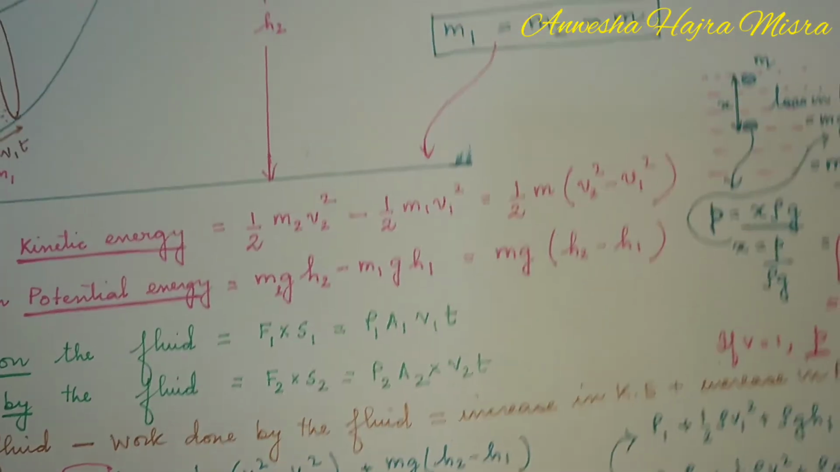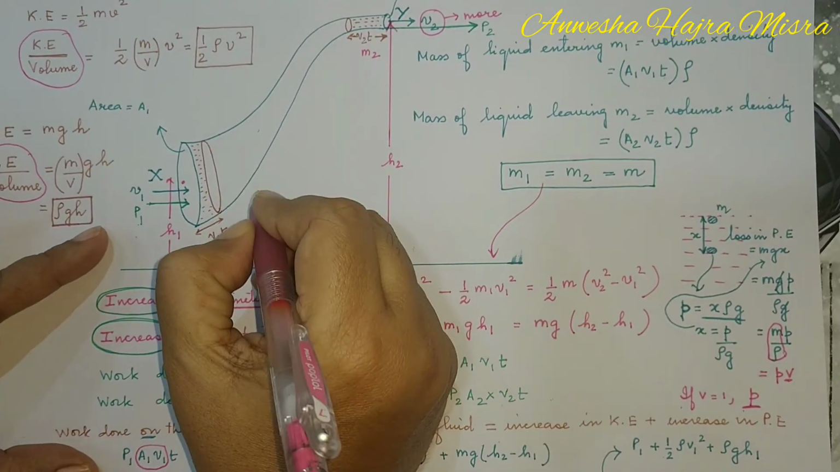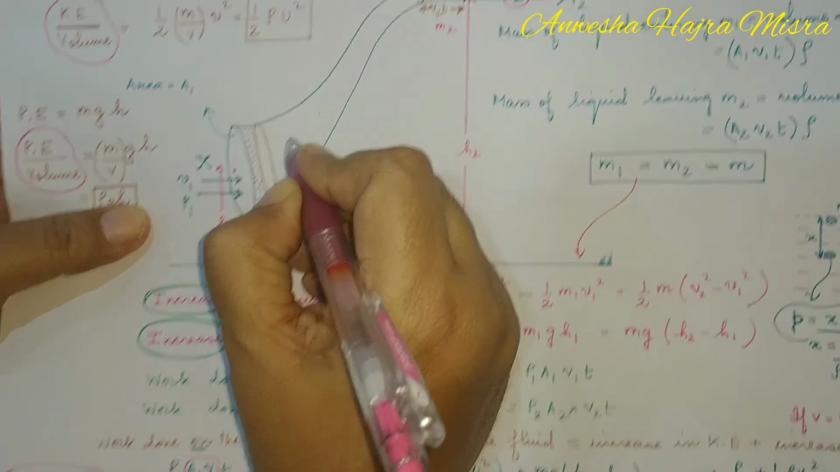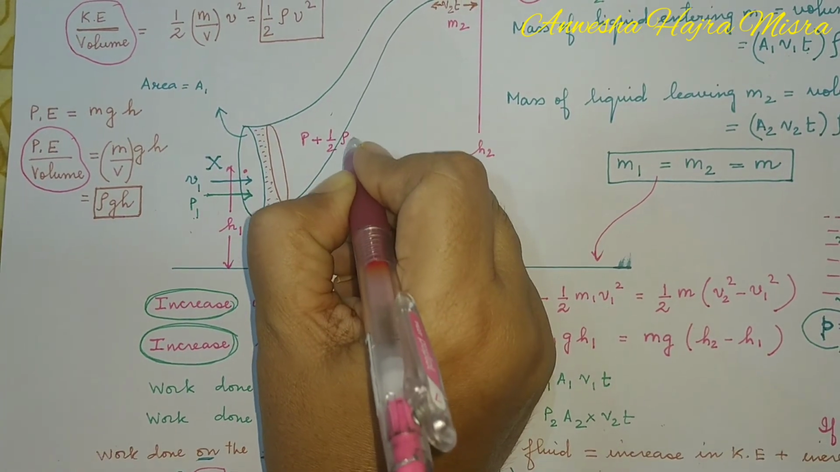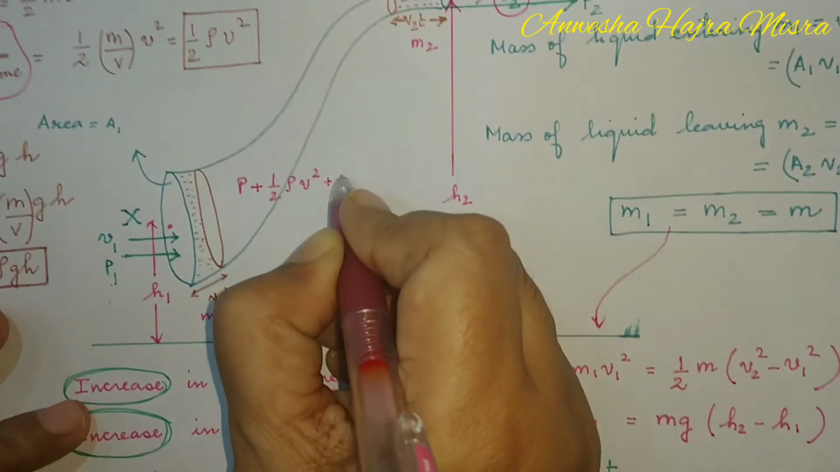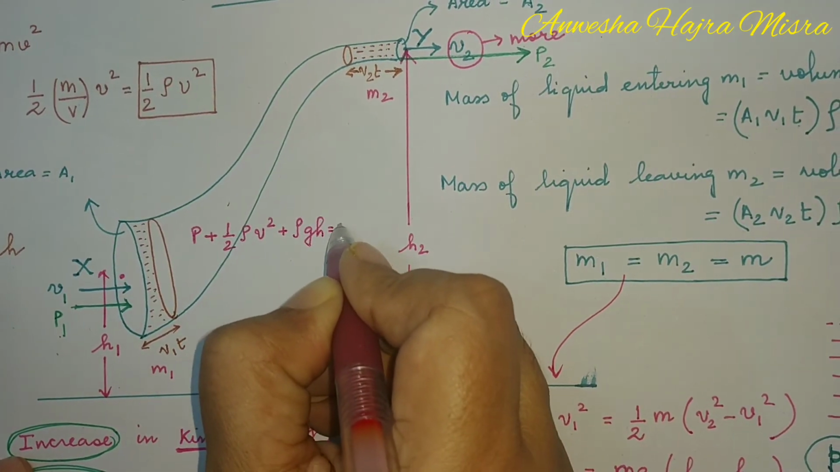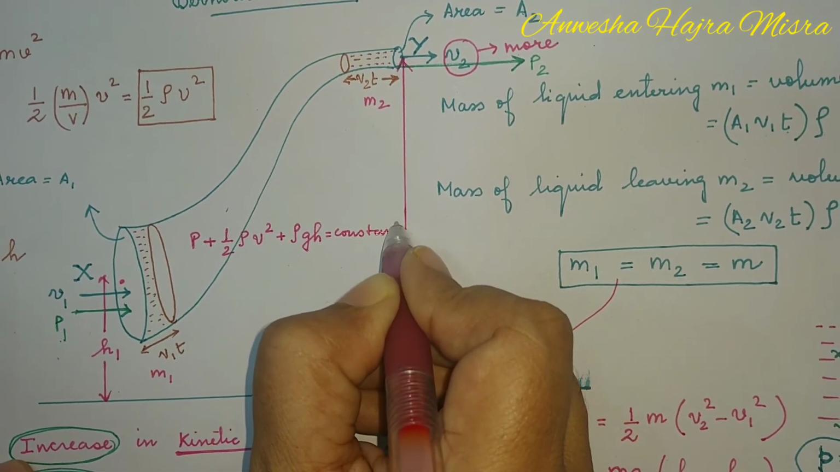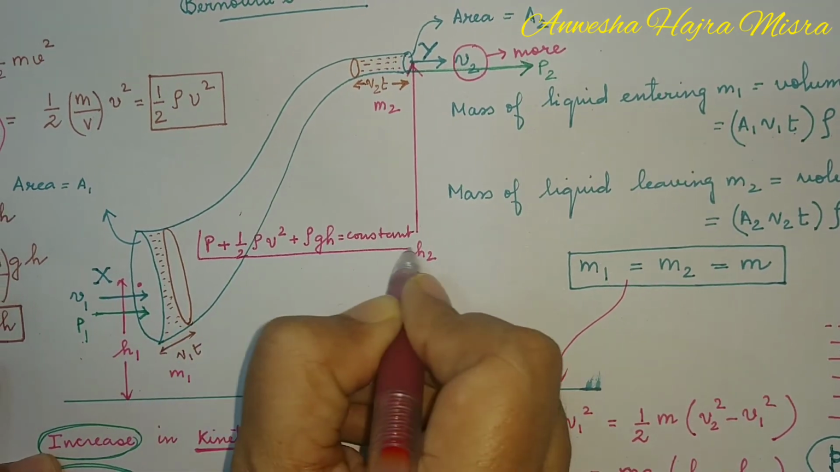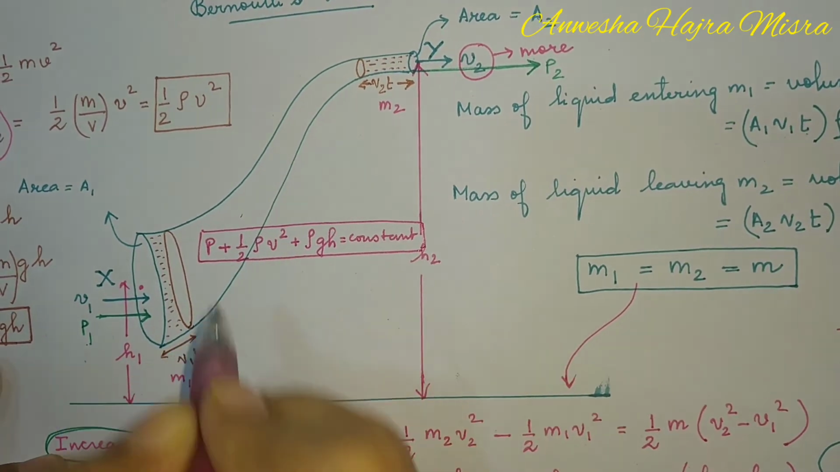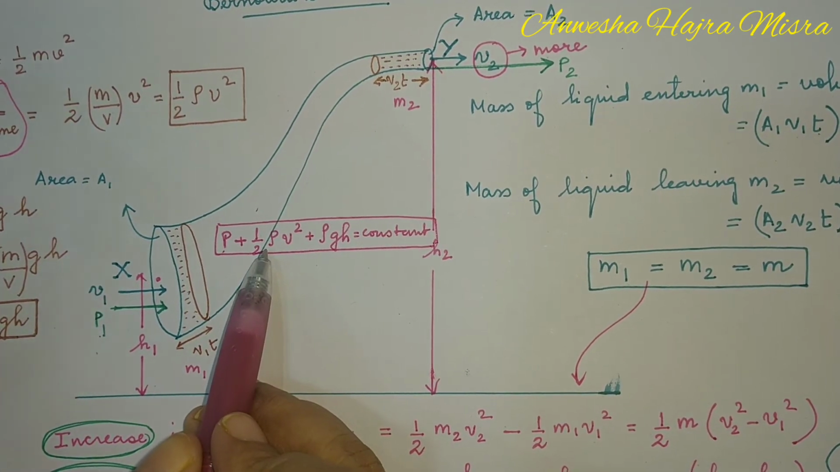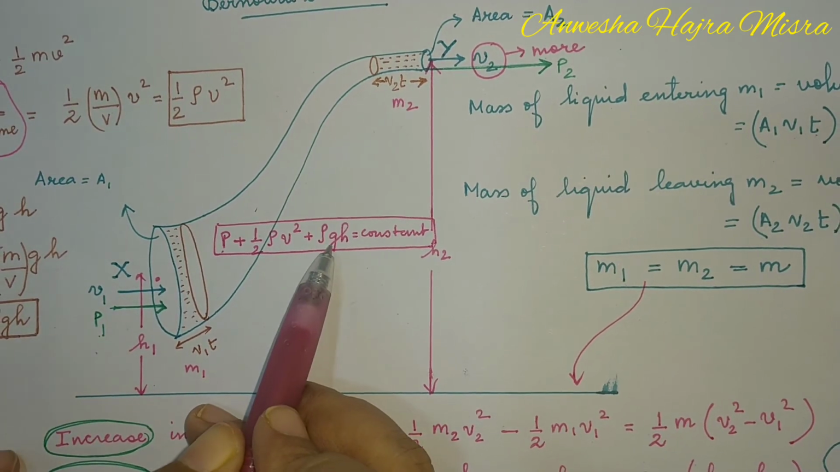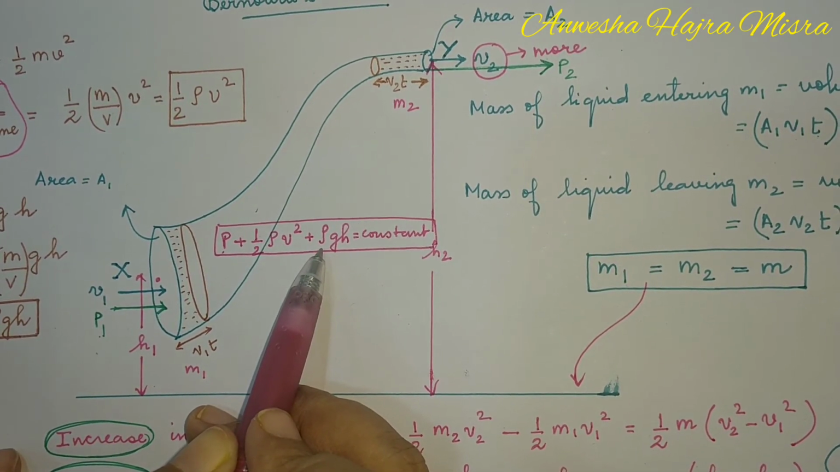Now in some books, children, you will find this Bernoulli's theorem written in a different way. Say, what do we have? Bernoulli said P plus half rho v square plus rho gh is constant for all the points. This is Bernoulli's theorem. What is P? P was pressure energy per unit volume. This is kinetic energy per unit volume. And this is potential energy per unit volume.